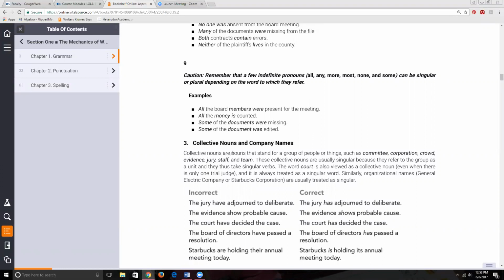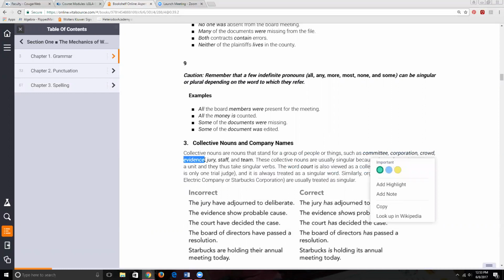Collective nouns, first of all, are nouns. There's no surprise there. It makes sense that they would be nouns, and that's part of their name. And then we know that they stand for a group of something. When we have a committee, that's a group of human beings. A corporation is also a group of human beings, or it can be a group of partnerships or other items. A crowd, a group of people.